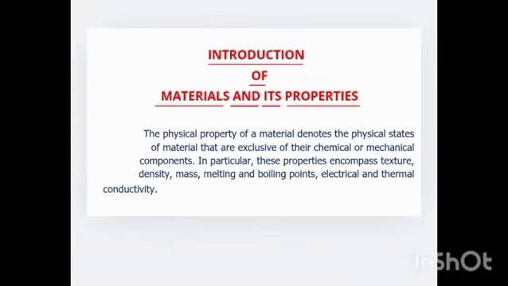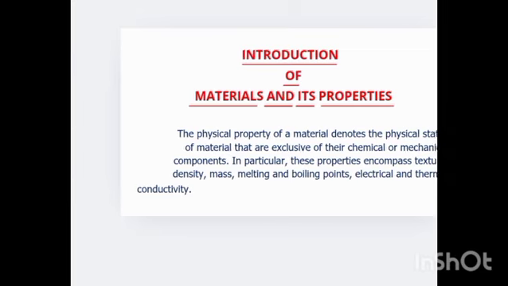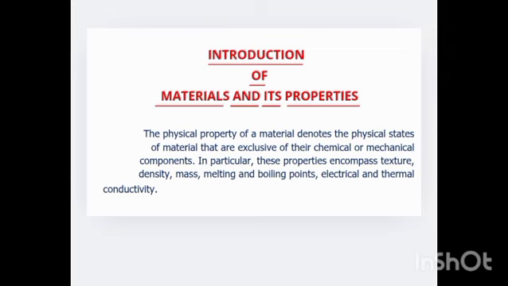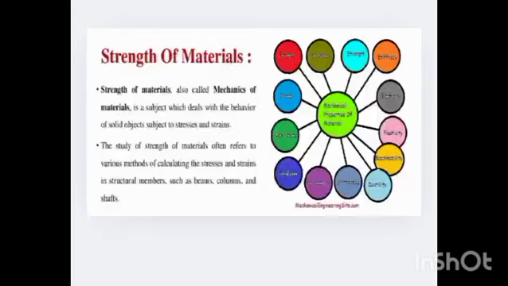Hello everyone. Today I am going to explain about materials and their properties. So, the physical property of a material denotes the physical state without changing the chemical or mechanical components. So, these physical properties include texture, density, mass, melting point and boiling point, etc.